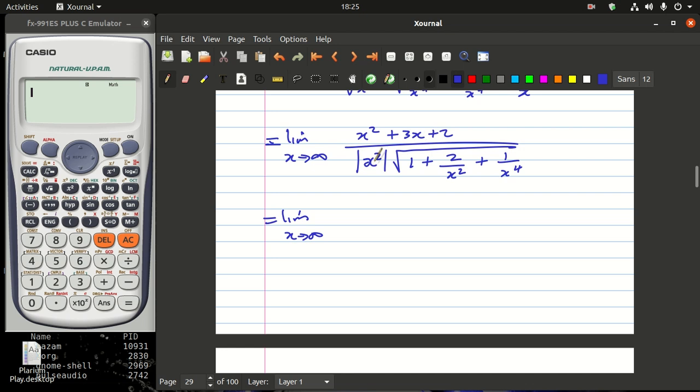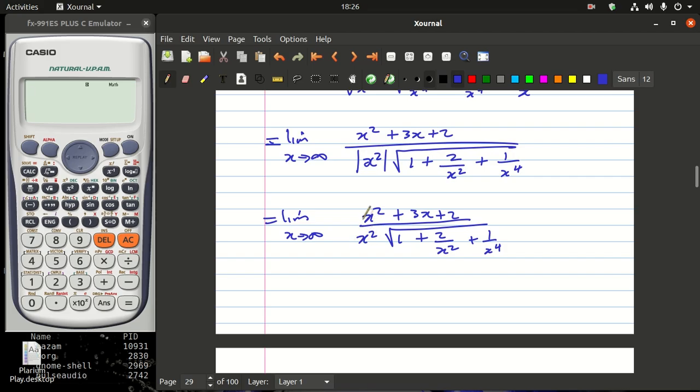Because the absolute value of x squared is always positive, having this thing is not going to change anything, because x squared is always positive. So we actually have x squared plus 3x plus 2 all over x squared times the root of 1 plus 2 over x squared plus 1 over x to the power 4. And now I can see that this x squared is the one that was causing the denominator to go to infinity. So this is the leading factor in the denominator.